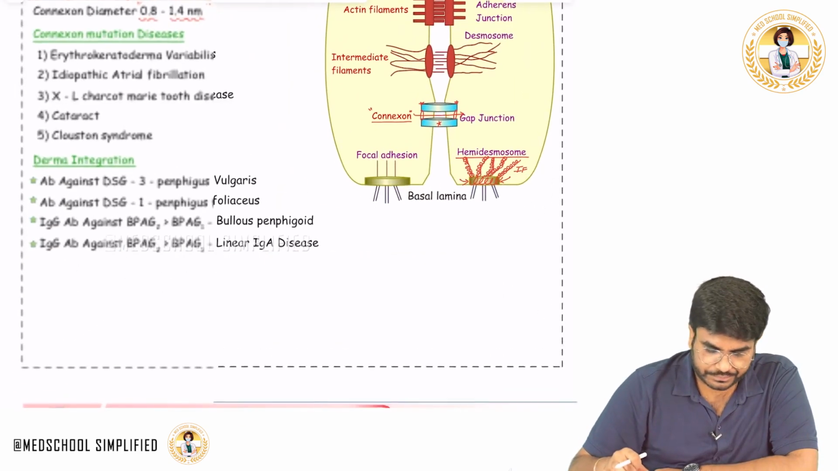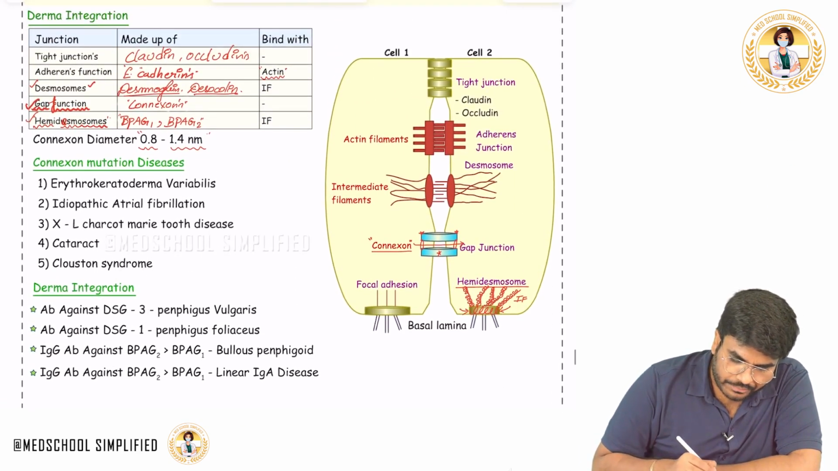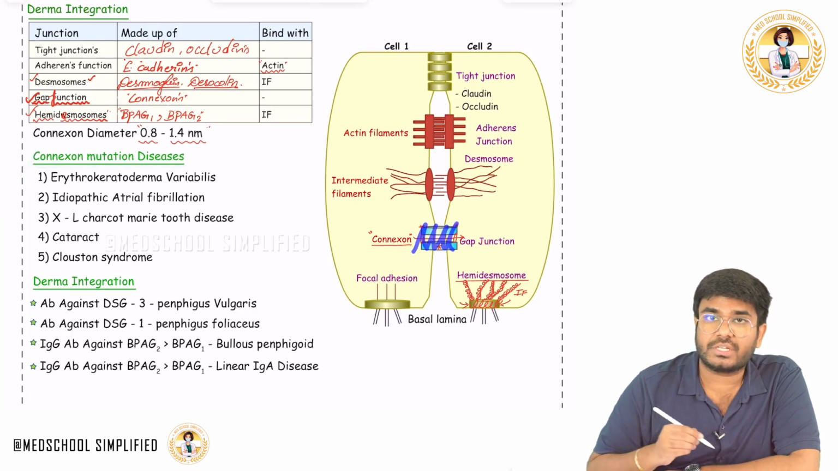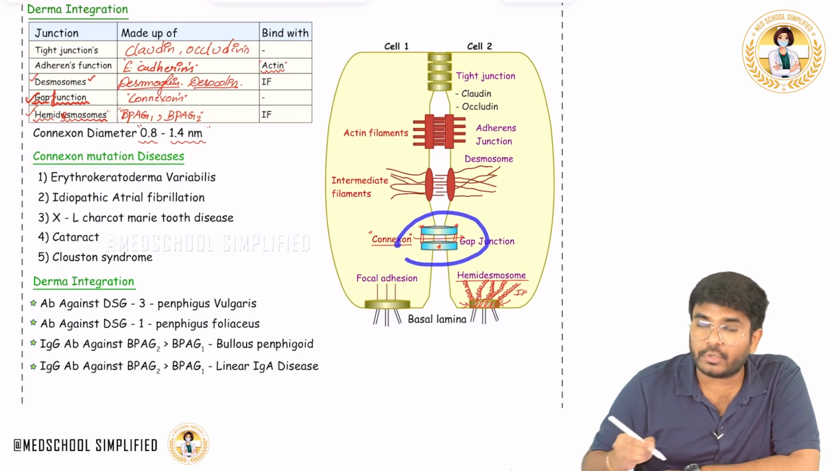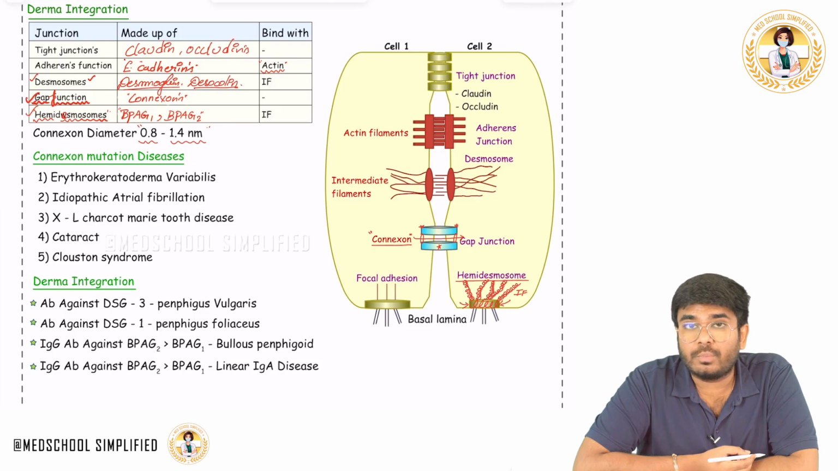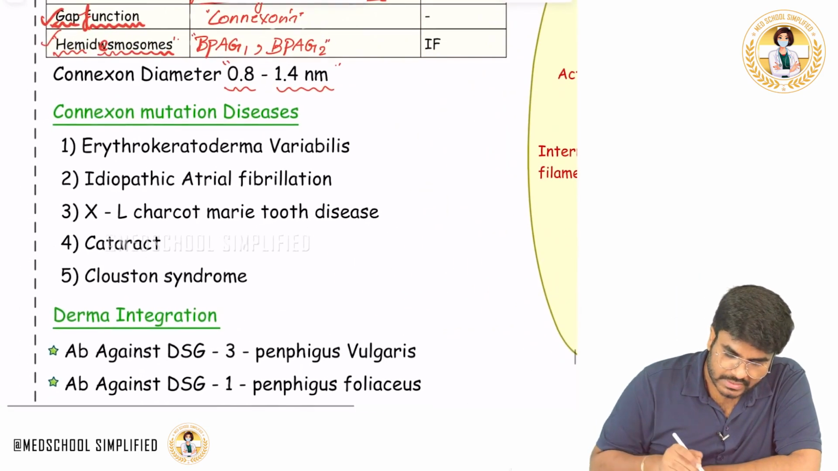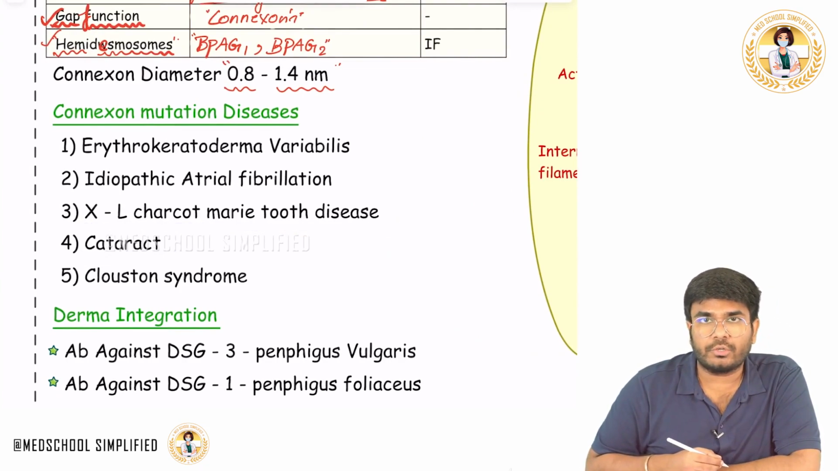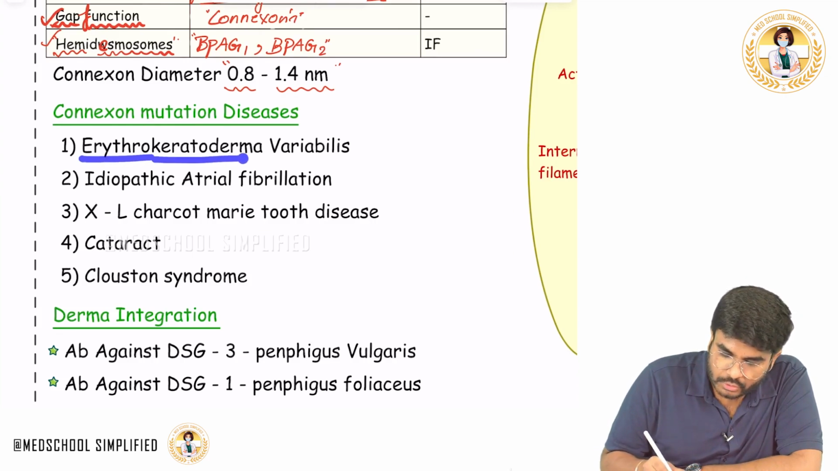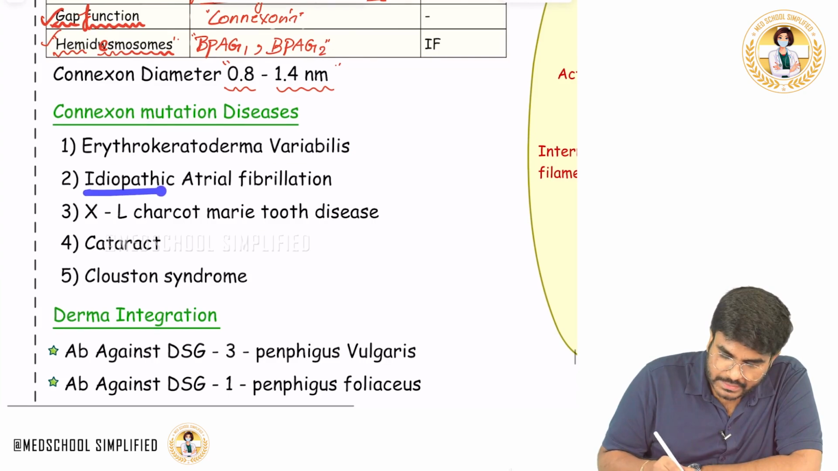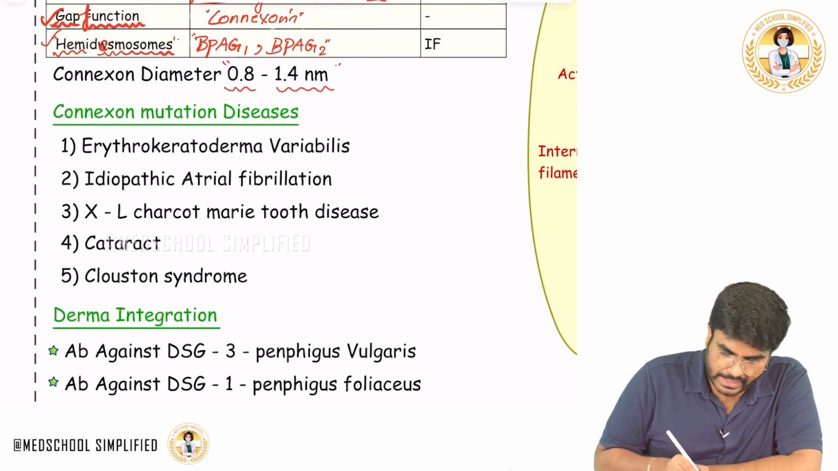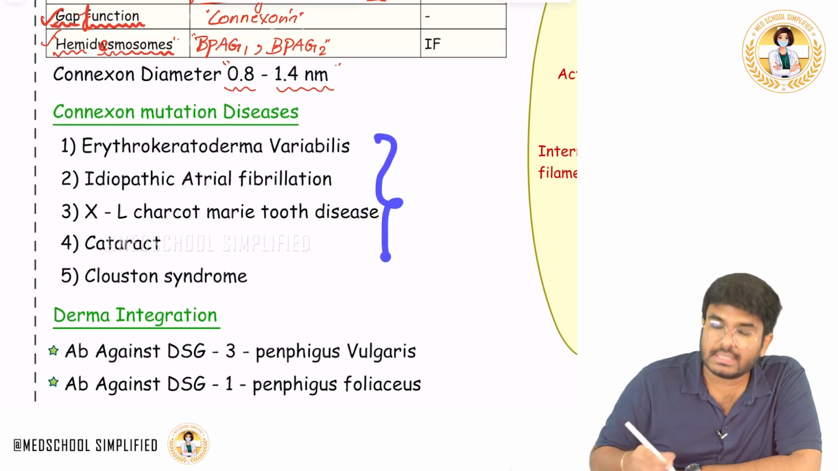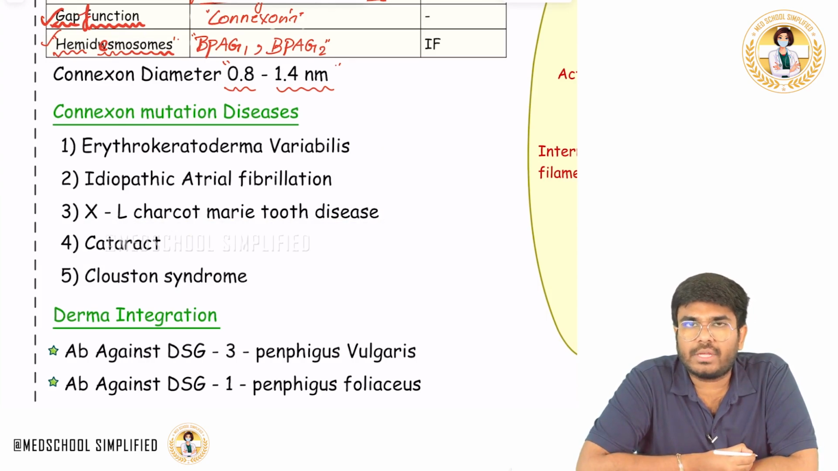Okay. Now, look, if this connexon is mutated, meaning connexon mutation. I have told you connexons are the ones which form your gap junctions. So there are diseases in which the gap junctions are mutated. So what are those diseases? Gap junction mutation can lead to diseases. The most important diseases are cataract and Charcot-Marie-Tooth disease. These are the two important things which I want you to know. There are other things also like erythrokeratoderma variabilis, idiopathic atrial fibrillation, X-linked Charcot-Marie-Tooth disease, cataracts and Clouston syndrome. So in all these diseases, connexon proteins are damaged.